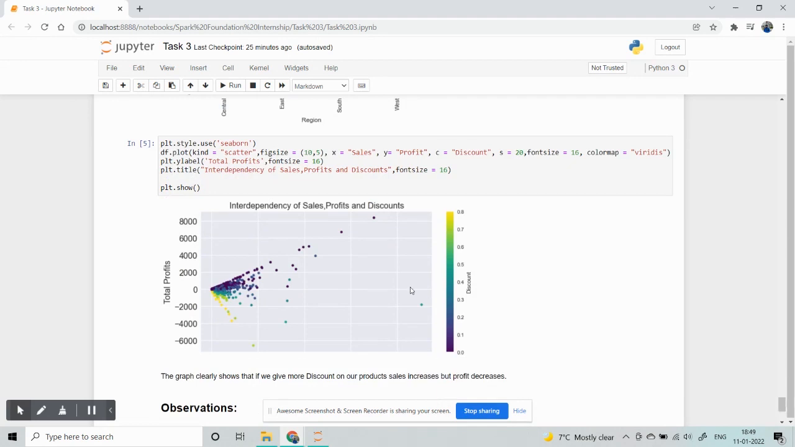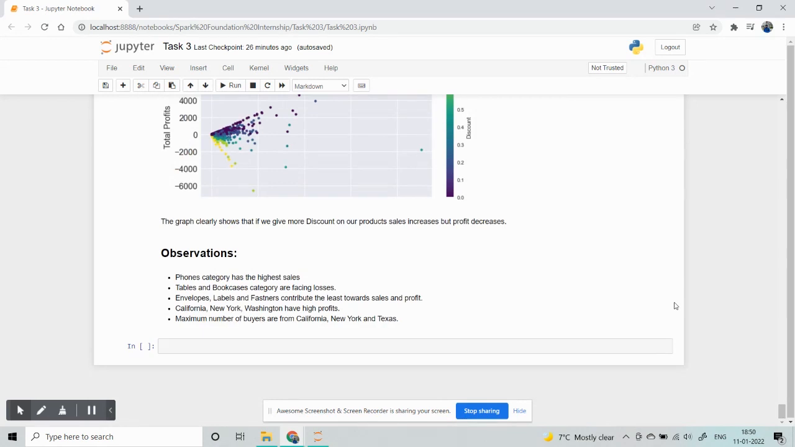Next, we are looking at the interdependency of sales, profits, and discounts, and we can see from the graph that if we give more discounts on our products, the sales increase, but at the cost of profit. Profit decreases.